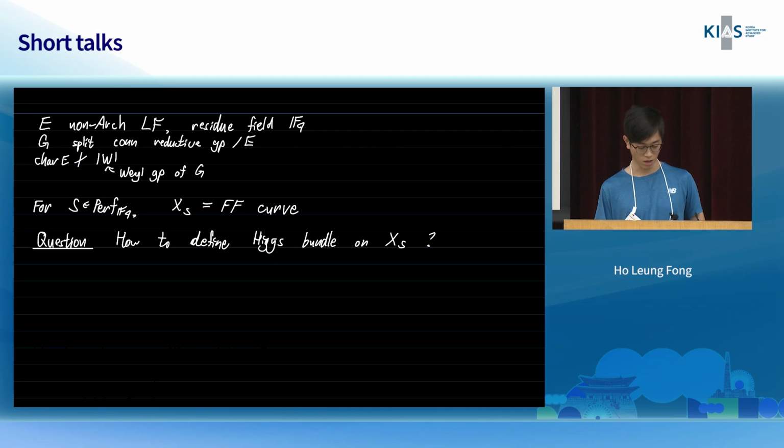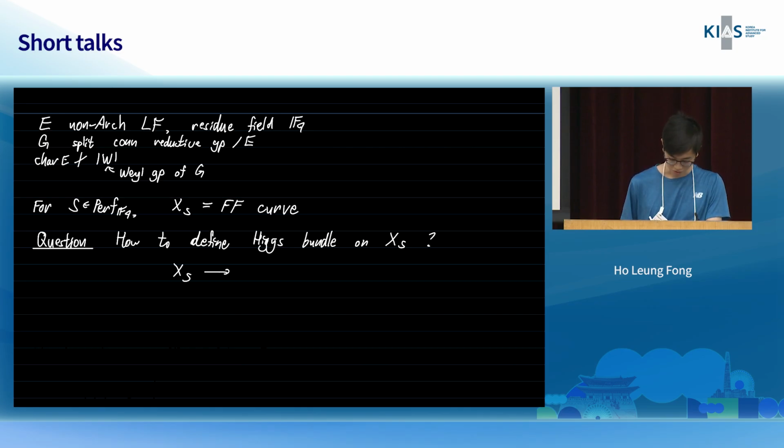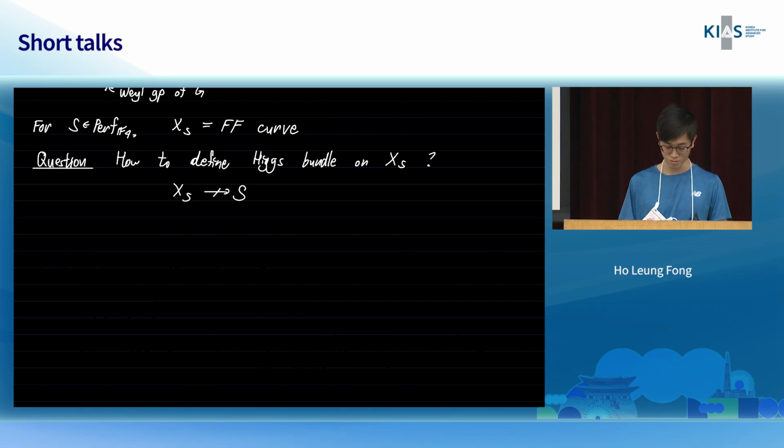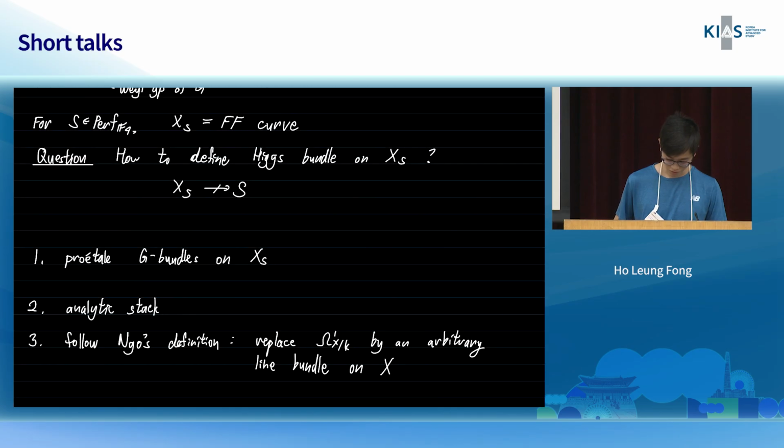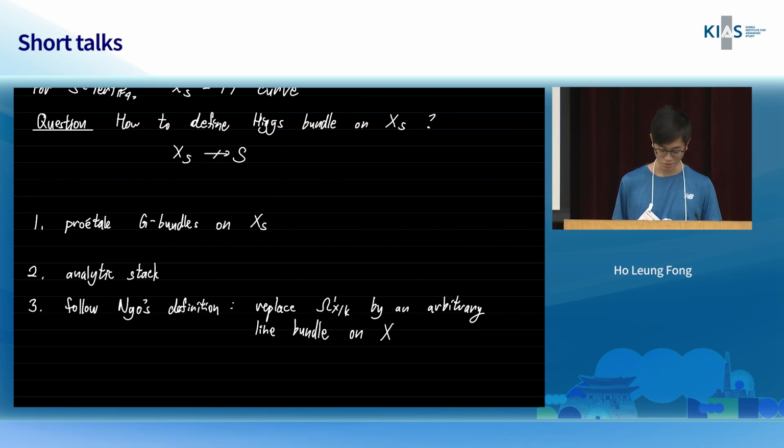So the question is, how do we define Higgs bundles on the Fargues-Fontaine curve? One difficulty is that you don't really have the Kähler differential because there's no map from X_S to S, and so I think there are several possible ways to define Higgs bundles on the Fargues-Fontaine curve.